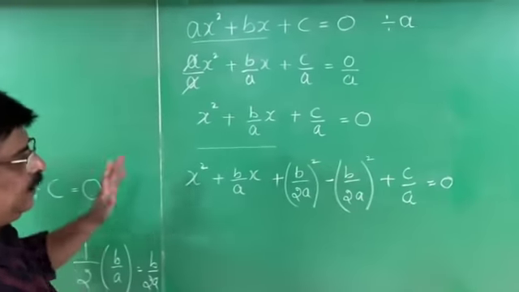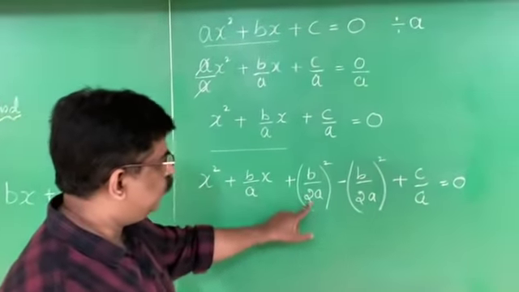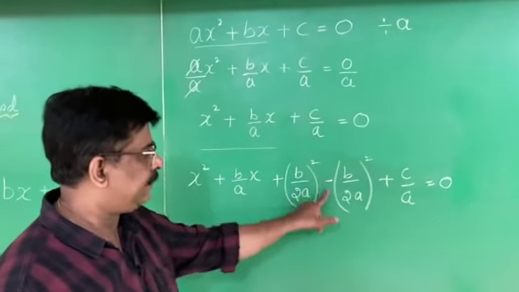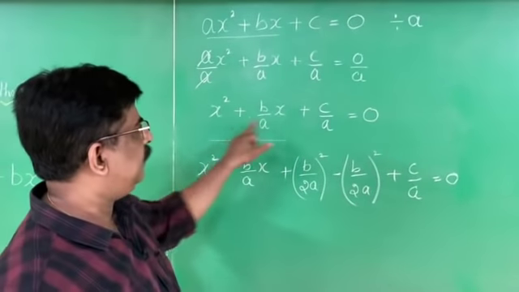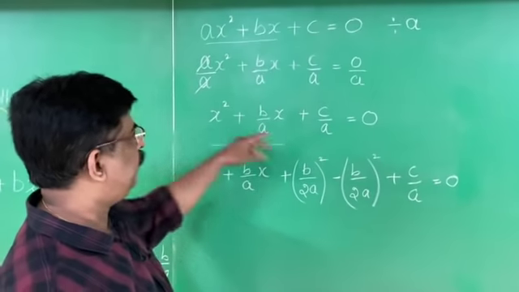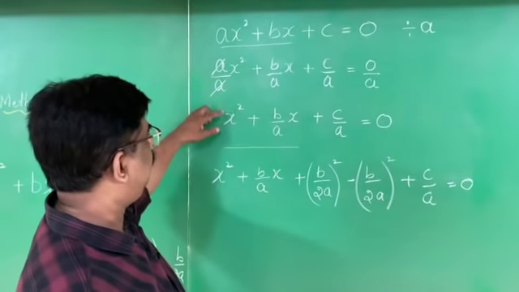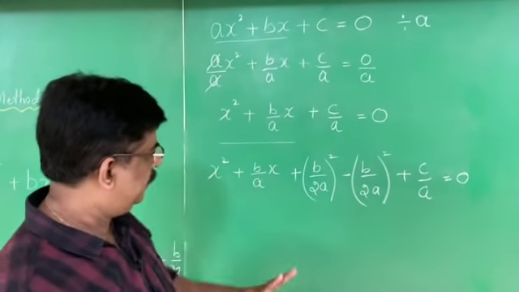See, if you follow along with me, then you will understand this. I added b by 2a whole square and I subtracted b by 2a whole square. Therefore, when we cancel these two, you get back the original equation. In the original equation, I divided the whole equation by a because I want to eliminate the coefficient of x square and make it 1.